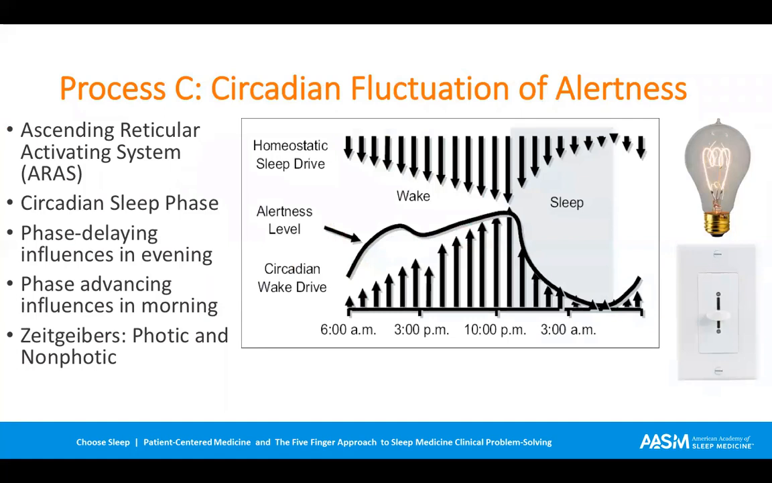Now, the thing about the AAAS that's relevant to this discussion is it's not like a light switch, meaning it's not a binary system. It's not either on or off. You can think of it more like a dimmer switch. And there's many inputs into this dimmer switch that can regulate how brightly the light is going to shine. One of them is the suprachiasmatic nucleus.